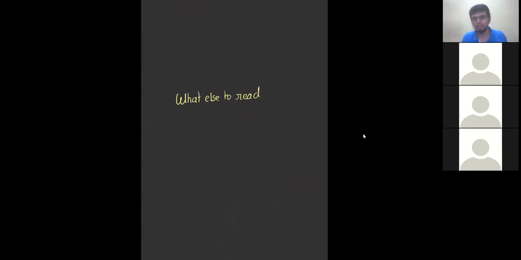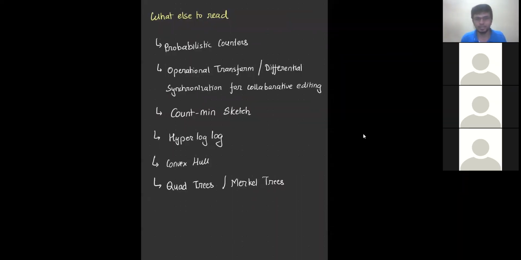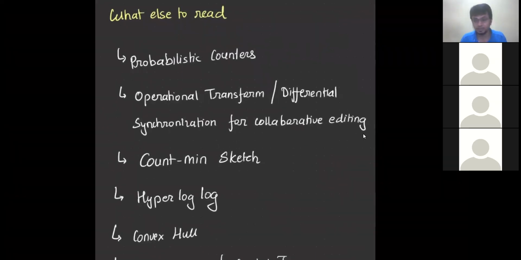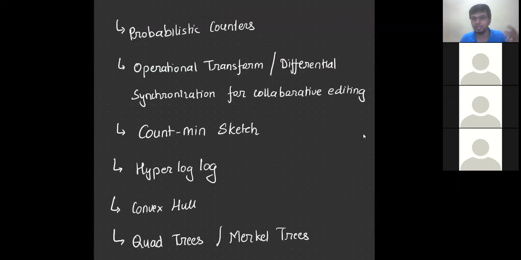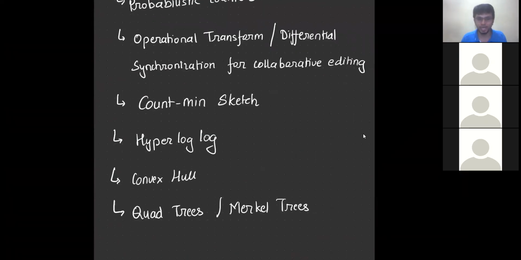As part of the conclusion, what I also want to add is what else to read. A few things that I would definitely want you to cover from the algorithmic side, especially, are probabilistic counters. This is very important. Operational transformation, differential synchronization for collaborative editing. This is the algorithm that runs Google Docs or any collaborative software. Then count-min sketches, we talked about it yesterday. HyperLogLog we already covered, but the algorithm of it using Flajolet-Martin, do that.